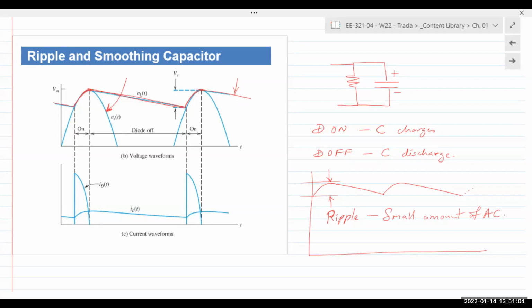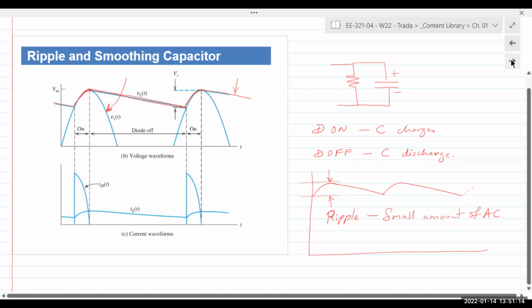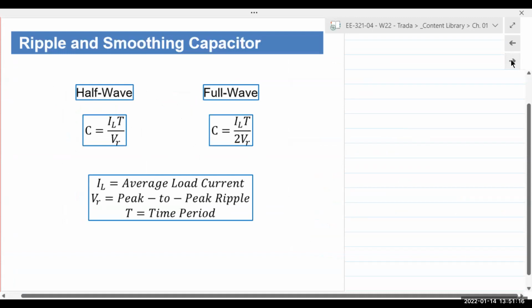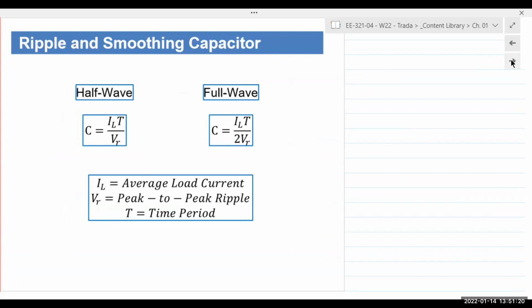There's lots of things that go in there. But the typical cheap ones that we used to plug in the wall, this is what's in there, right? So this ripple voltage and the capacitor can be related with the equation C is equal to IL over VR times T. Okay, so there's a derivation behind this.